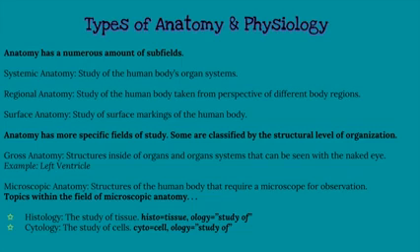There's gross anatomy, which studies the structures inside of organs and organ systems that we can see with our naked eye, structures that we don't need a microscope to observe. An example of that would be the left ventricle of the heart. We can spot out the left ventricle of the heart without using a microscope. And then there is microscopic anatomy, the study of structures of the human body that do require a microscope for observation. And then even microscopic anatomy has its specific fields of study.